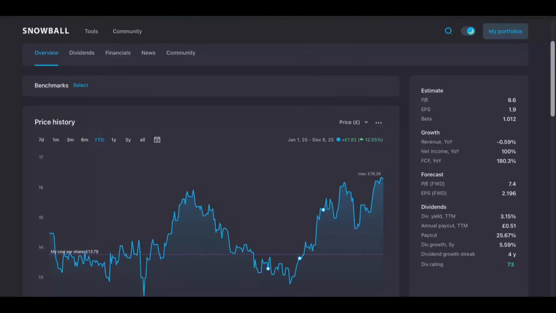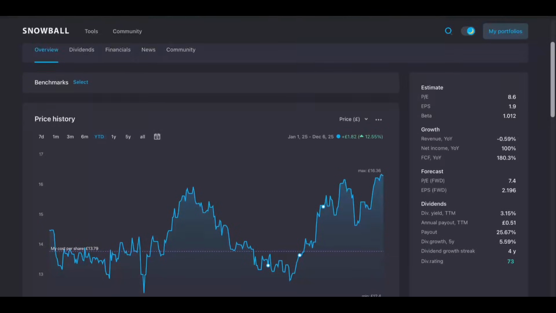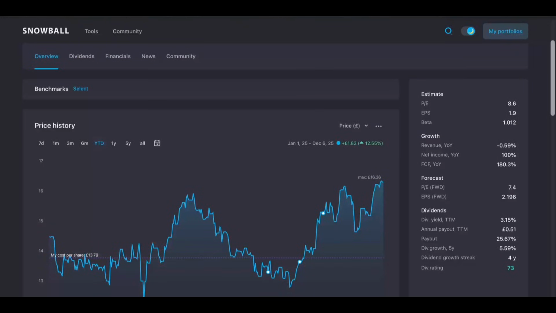The next stock I'm adding to this month is going to be my Keller position, stock ticker KLR. These have a 4-year dividend growth streak with a 5-year dividend growth rate of 5.59% and a current dividend yield at 3.15%. As we can see, year to date, they're actually up 12.55%, and as I highlighted earlier in the video, this is one of the better performers in my current portfolio.